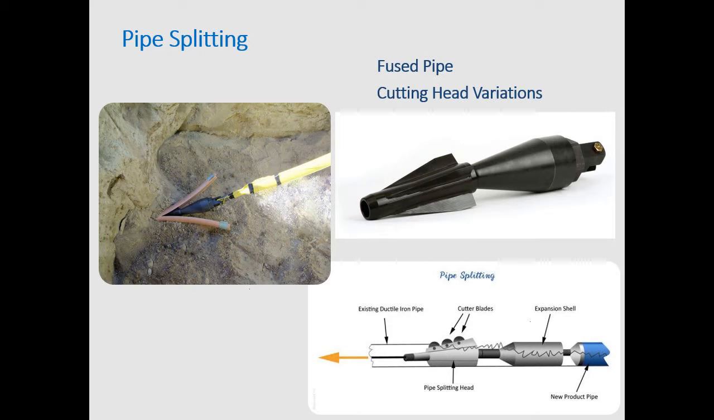It can be oriented at 12 o'clock, 6 o'clock, or all four cardinal directions, depending on what you're trying to accomplish and what type of pipe you're cutting. Behind that cutter blade, you've cut the pipe, and then you have this expansion. This is just a schematic grabbed off the internet. Your expansion head's actually probably going to be bigger than your splitting head once it's cut, and then your product pipe is behind it.